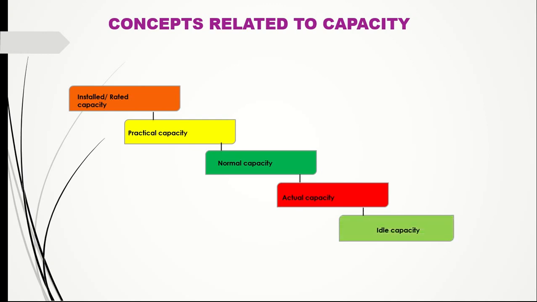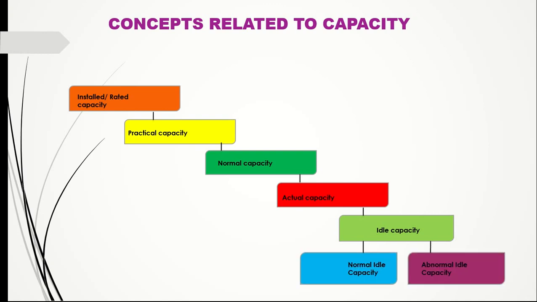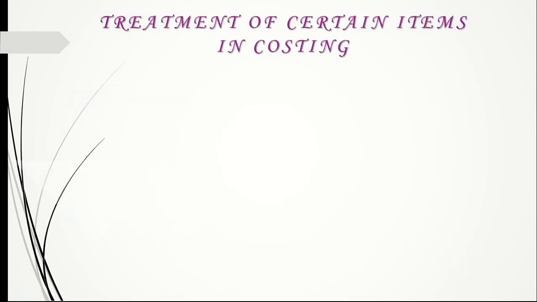5. Idle capacity. It is that part of the capacity of a plant, machine, or equipment which cannot be effectively utilized in production. A. Normal idle capacity. It is the difference between installed capacity and normal capacity. B. Abnormal idle capacity. It is the difference between normal capacity and actual capacity utilization, where the actual capacity is lower than the normal capacity.